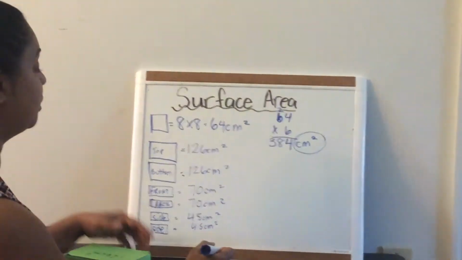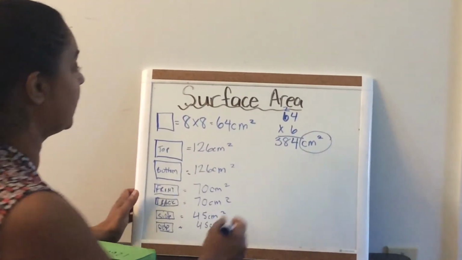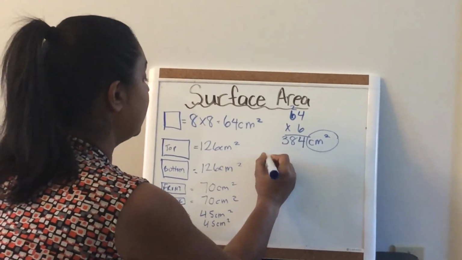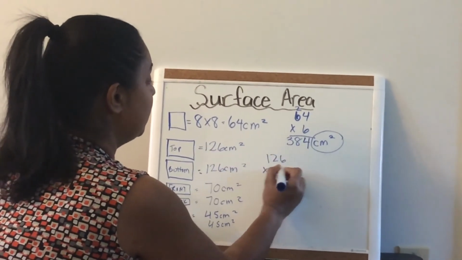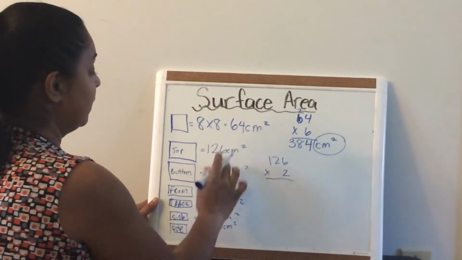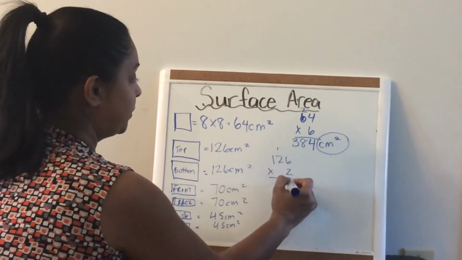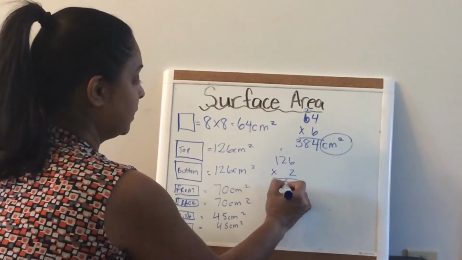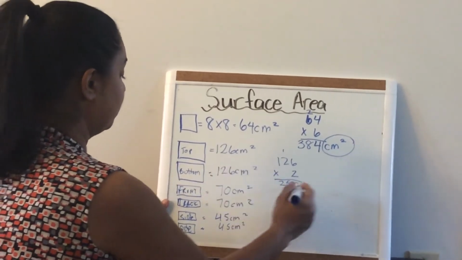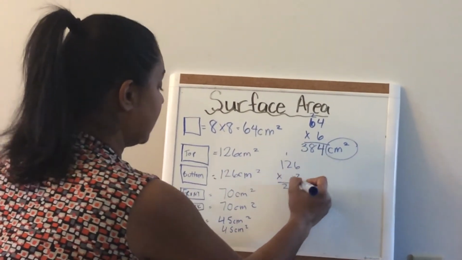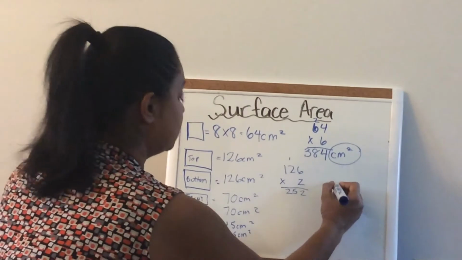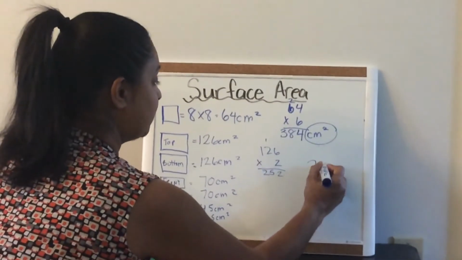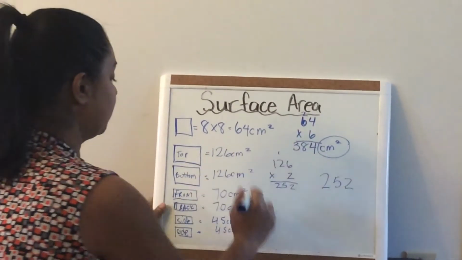Okay, so now what I have to do is add all of these up together. And I'm actually going to go ahead, because I don't want to make a mistake, and do them in groups of 2 first. So 252 for the top and bottom. Now I know that I can add these two easily enough, so I'm going to go ahead and start my tower. 252 for the top and bottom.